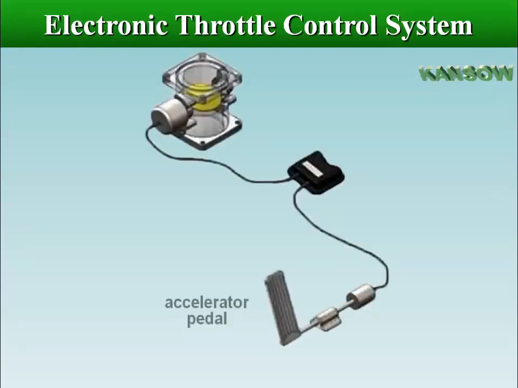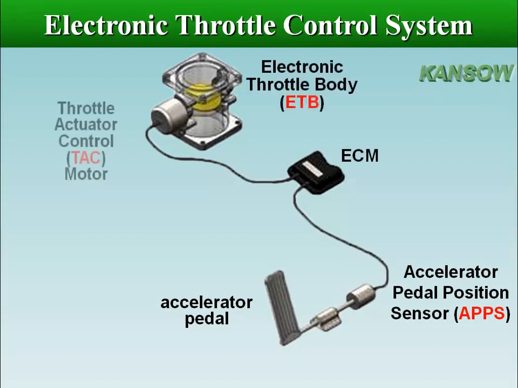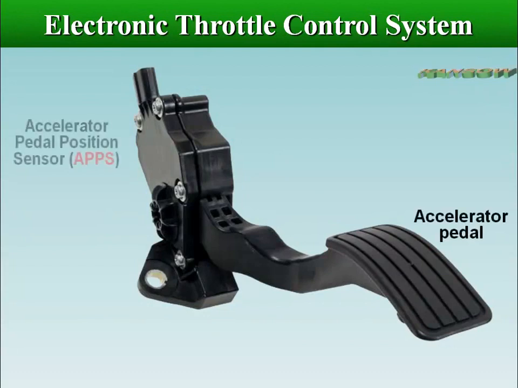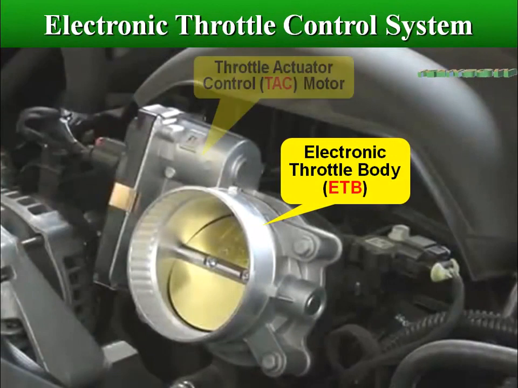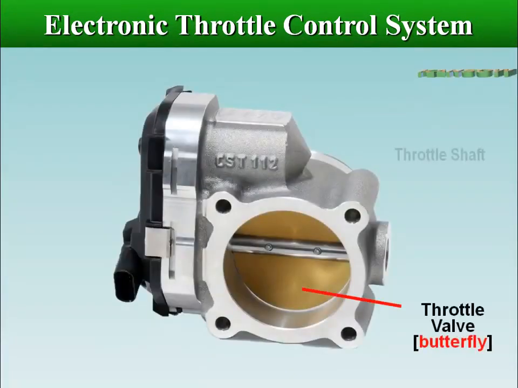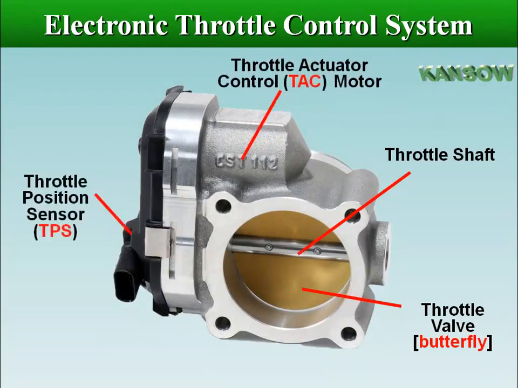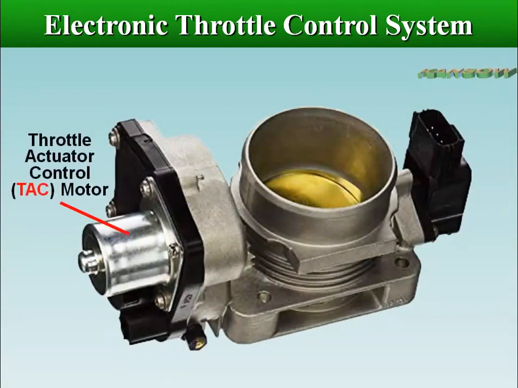Electronic throttle control is the technical name for what is known as drive-by-wire. The Electronic Throttle Control System Intelligent, ETCS-i, is a system that uses ECM or PCM to electrically control the throttle valve opening.